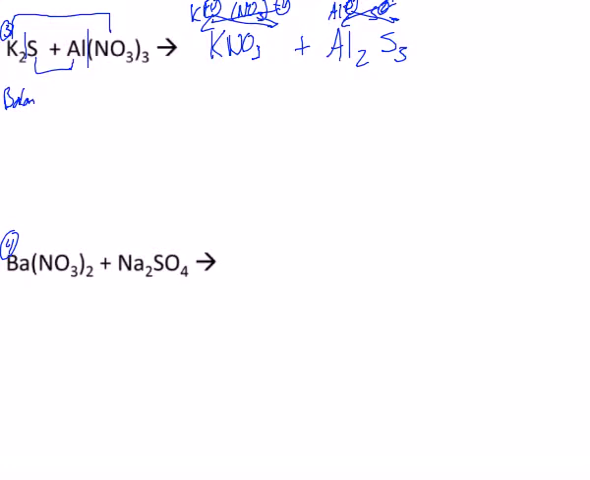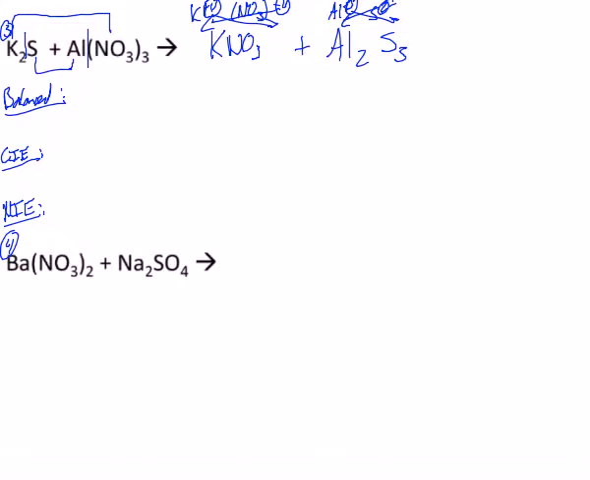On your quiz on Thursday, or Wednesday, I should say, excuse me, guys, you're going to have 3 lines. You're going to have the balanced line, you're going to have the CIE. What does that stand for? The complete ionic equation. More about that in just a second. Then you're going to have the net ionic equation. And we'll talk more about that in a minute as well.